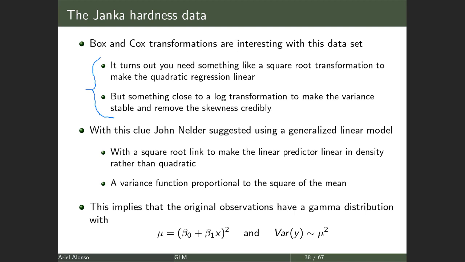And you need to use a variance function which is proportional to the square of the mean. And what is this? This is a gamma distribution. This is just a gamma distribution. So what you need to do here is use a root square link to link the mean with the linear predictor, and for the gamma distribution, you have this nice property that the variance is equal to the square of the mean.